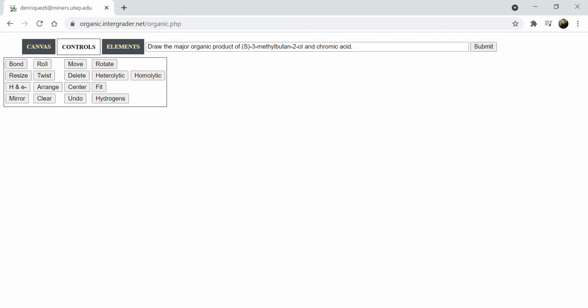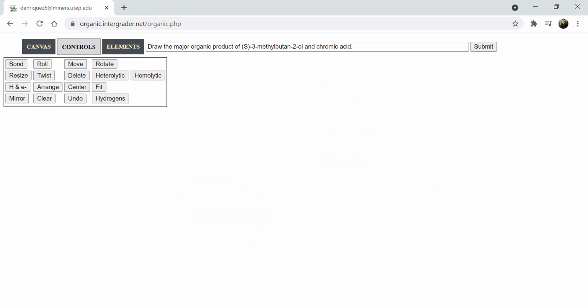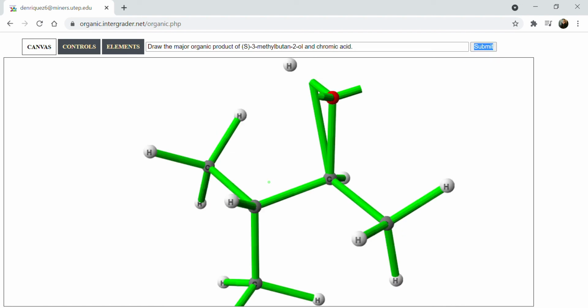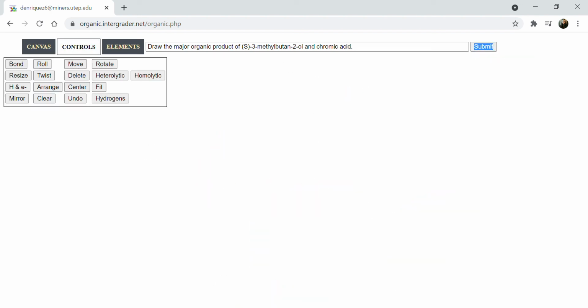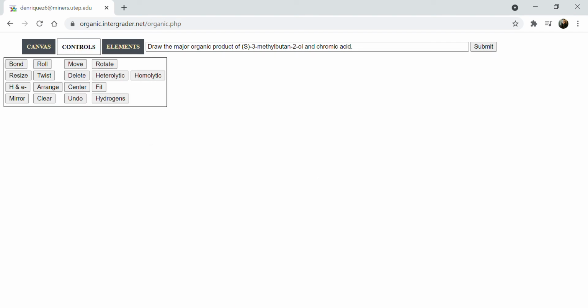So all I have to do is attach that hydrogen bond. And I'm going to roll it around so I can see that hydrogen in the back. And then lastly, I'm going to delete this hydrogen and this one. Make sure to delete this one because it's easy to miss.